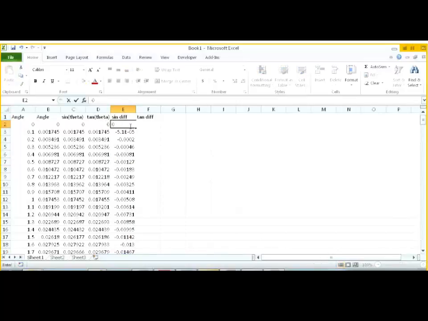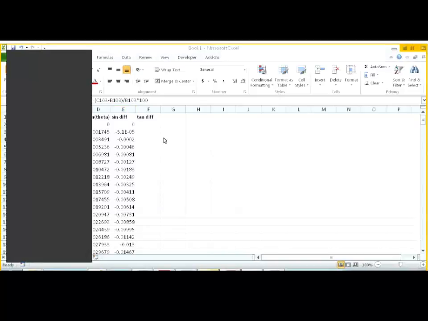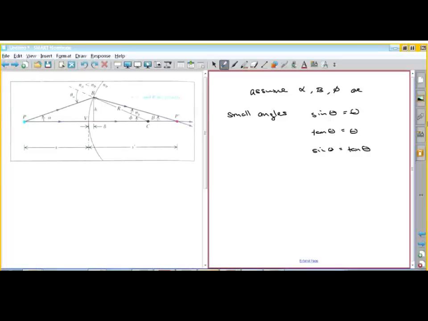So you can see the percent differences. This is 0% difference. So as the angle approaches 0 degrees, which approaches 0 radians, you can see there's just a small percent difference. So at 10 degrees, we have about 0.2% difference. Actually, it's right here. It's about 0.5%. 0.5% less. So it's pretty close. Okay, so those are the assumptions we're going to make for small angles.